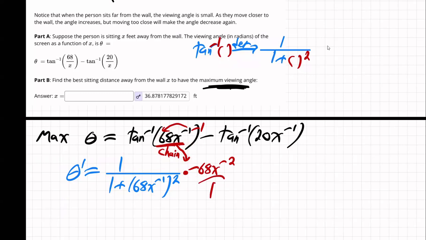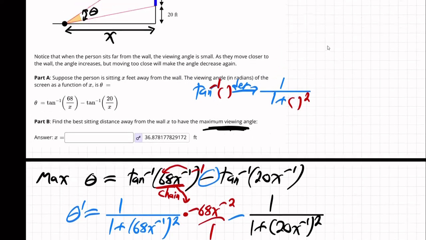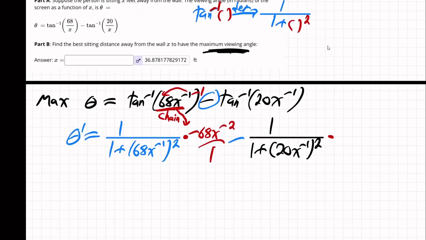In fact, maybe I'm doing too much too fast. I'll leave it there for a second. Minus right there. The same thing here. 1 over 1 plus the argument squared. That's the derivative of inverse tangent. But because of the chain rule, times the derivative of the inside function right here.